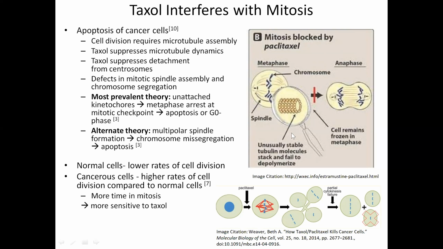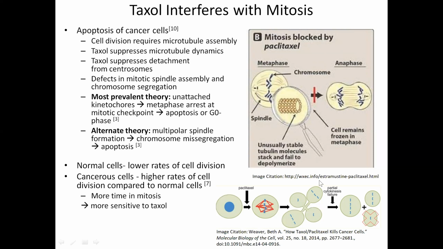And so that's illustrated by this figure. As you can see, the microtubules form the spindle from the centrosomes to the chromosomes, and Taxol will create unusually stable tubulin molecules, which will stack and fail to depolymerize. So that leads to the cell remaining frozen in metaphase, and it cannot proceed to anaphase. Instead, it will apoptose.